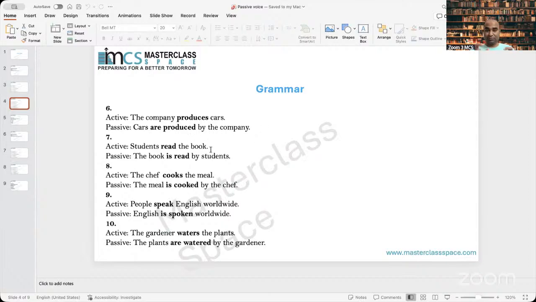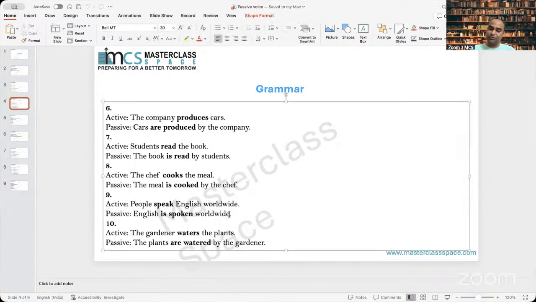Student, read the book. The book is singular, therefore the book is read. That will be your passive form. The chef cooks the meal. Meal is cooked by chef. People speak English worldwide. So what is the first word? English. So English is spoken worldwide by people. Okay. As I said, if you want to use by people, it is okay. If you do not want to use it, there is no problem, as here.